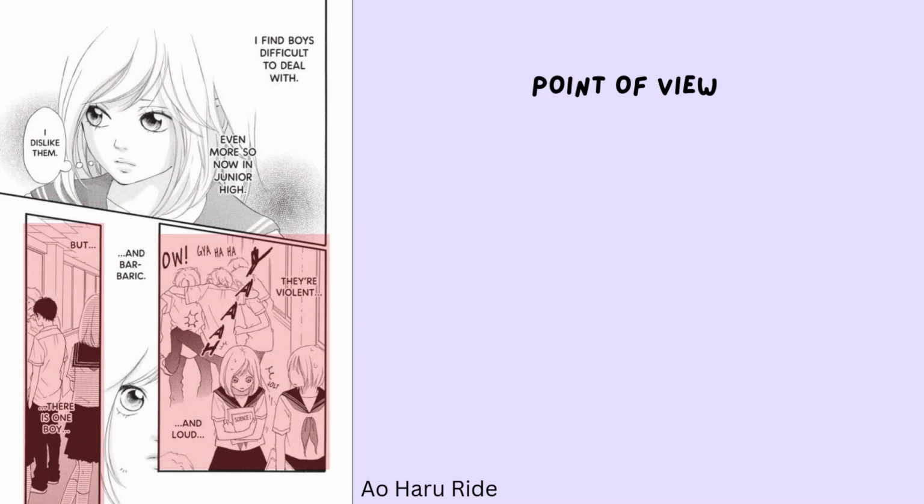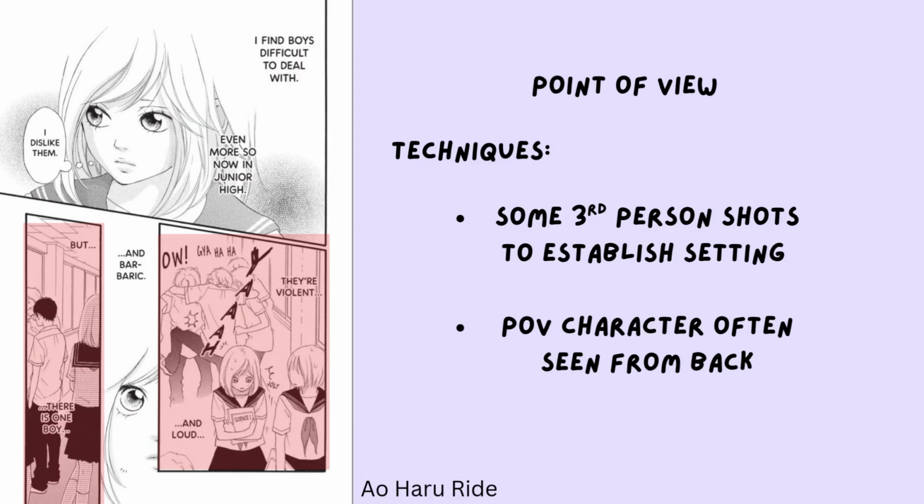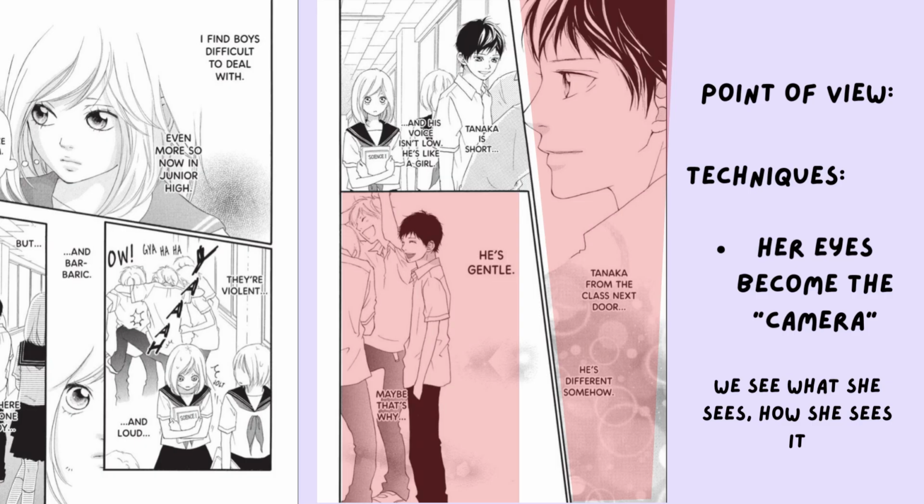And then, we need some panels to show us where they are and what the characters are doing, and in these shots, the POV person often appears from the back. And you see these? Here, the POV character's eye becomes the camera. And this is how she sees him. Isn't that cool? Here's another great example of POV change from the same manga.